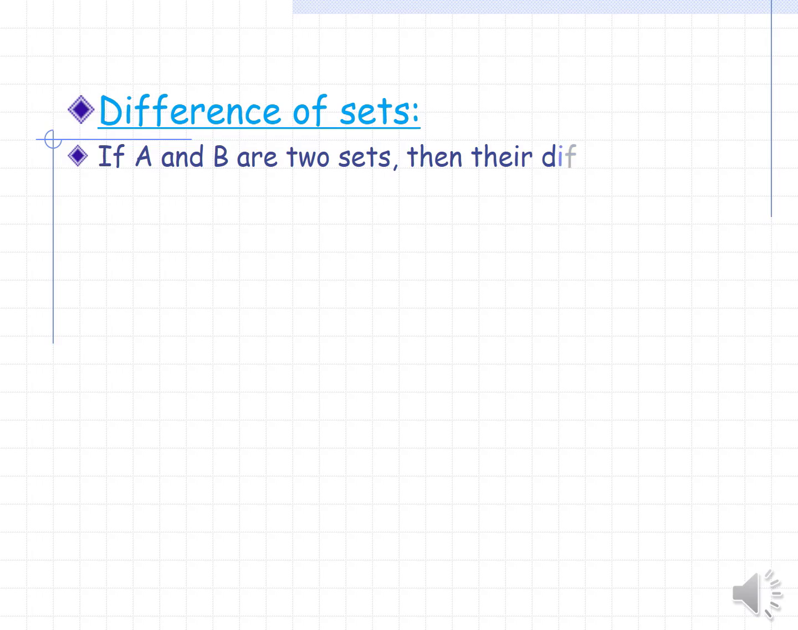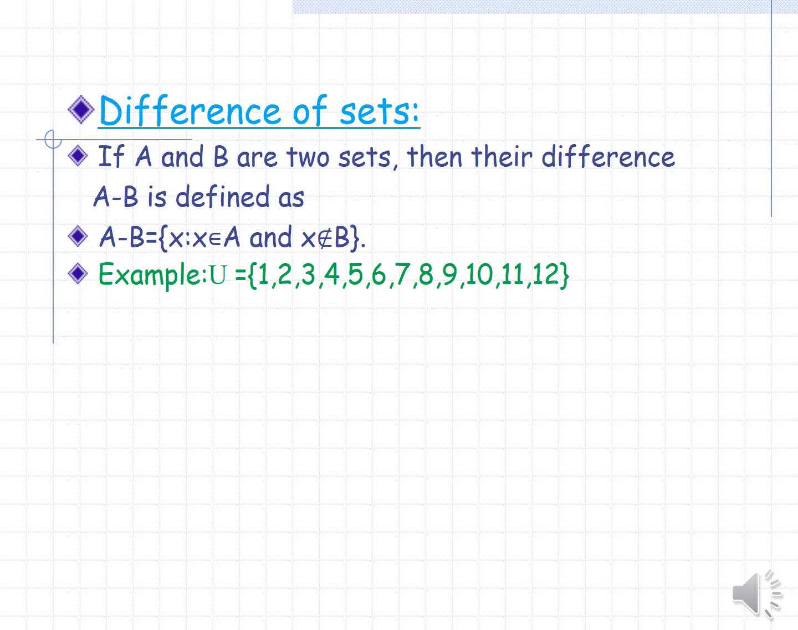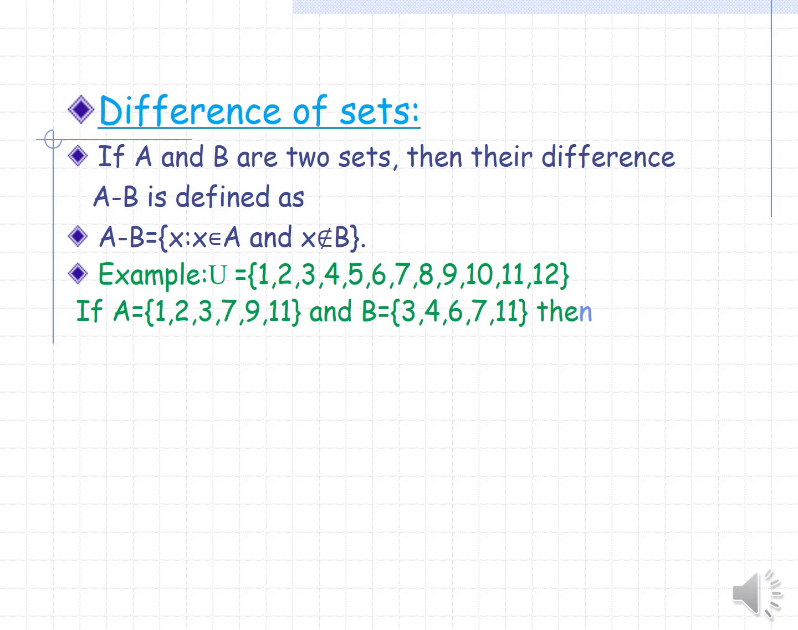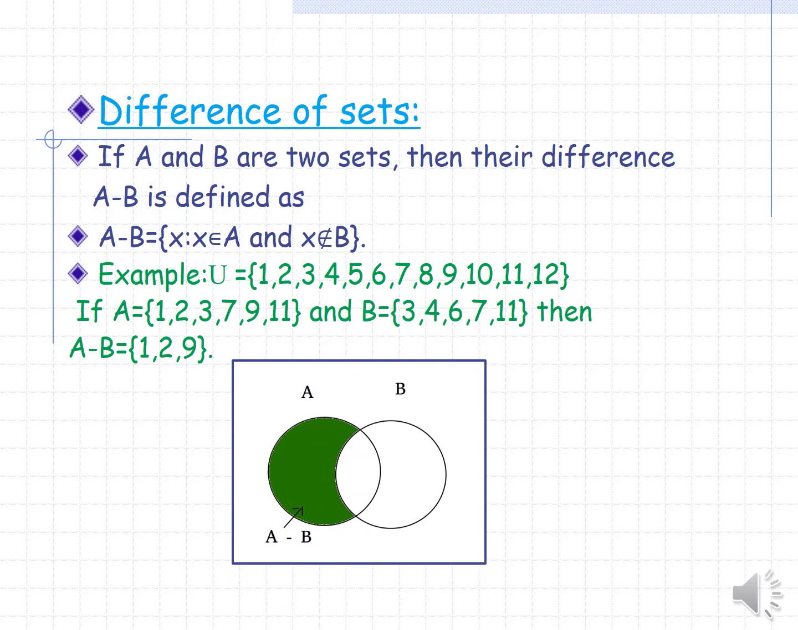Difference of sets. If A and B are two sets, then their difference A minus B is defined as A minus B is equal to X such that X belongs to A and X does not belong to B. For example, if we use the universal set of the numbers 1 to 12 and if A is the set of the numbers 1, 2, 3, 7, 9, 11 and B is the set of the numbers 3, 4, 6, 7 and 11, then A minus B is equal to 1, 2, 9. So we subtract the common elements from A. Here the green shaded area represents A minus B.